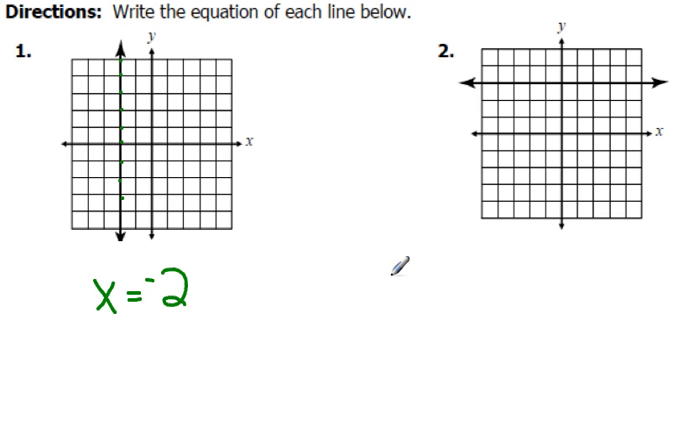Okay, let's look at an example with a horizontal line. Again, if we start at the origin and count up 1, 2, 3, so every point on this line, y is going to equal 3. So y equals 3, and that's how we would write the equation of that line.